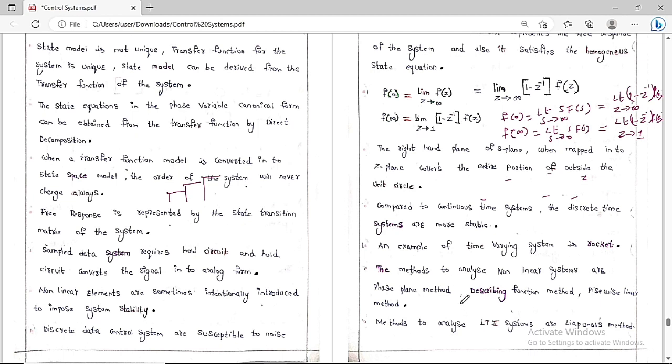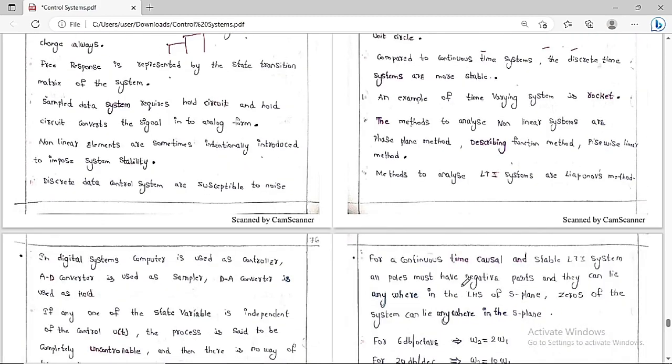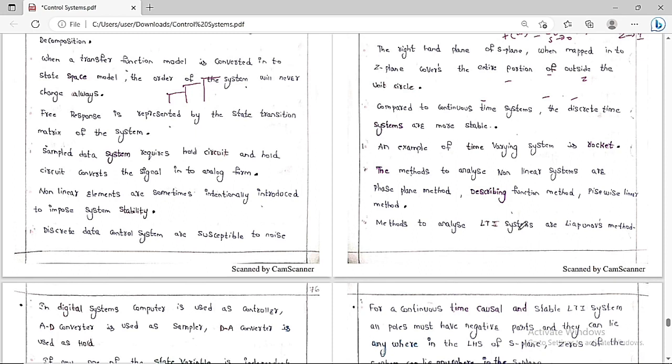And the methods to analyze the LTI systems are the Lyapunov method. So this one you always have to keep in mind. Which method is used for which type of system, you always have to keep in mind.